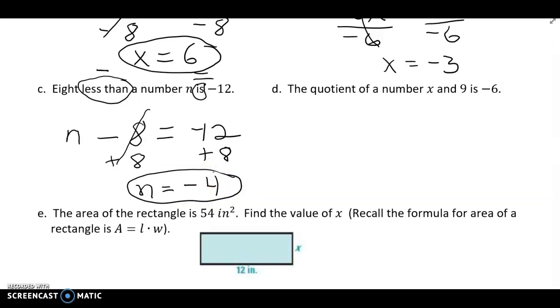Part D, quotient. The quotient of a number x and 9 is -6. All right, so quotient means we're going to do some division. What we're going to be dividing is x and 9, and is translates into the equal sign. When we do division, it's important that we do not use the old-fashioned division symbol, the line with the 2 dots. When we do division, we're always going to be using the fraction bar.